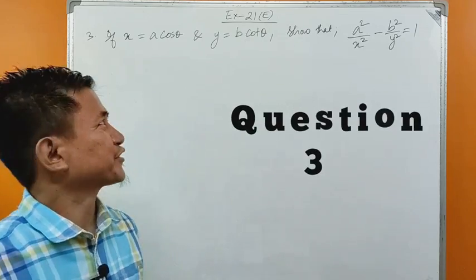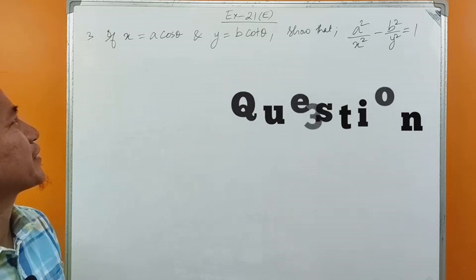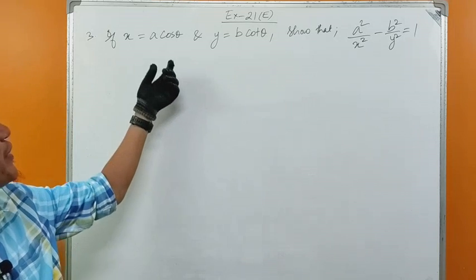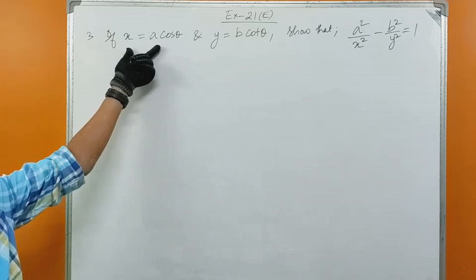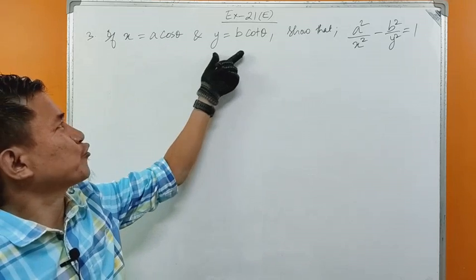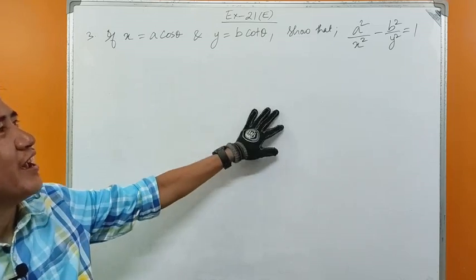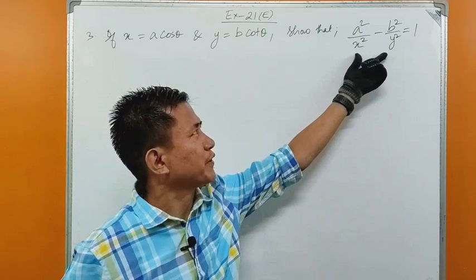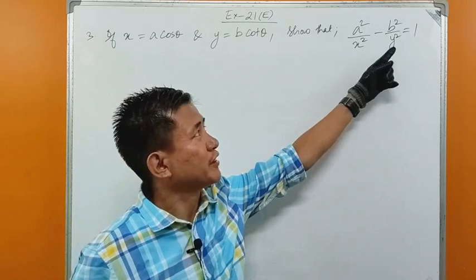Okay, now let us do the next question. This is question number 3 from exercise 21E. So we are given two conditions here also. X equals A cos theta and Y equals B cot theta, isn't it? And we are asked to prove this: A square upon X square minus B square upon Y square equals 1.